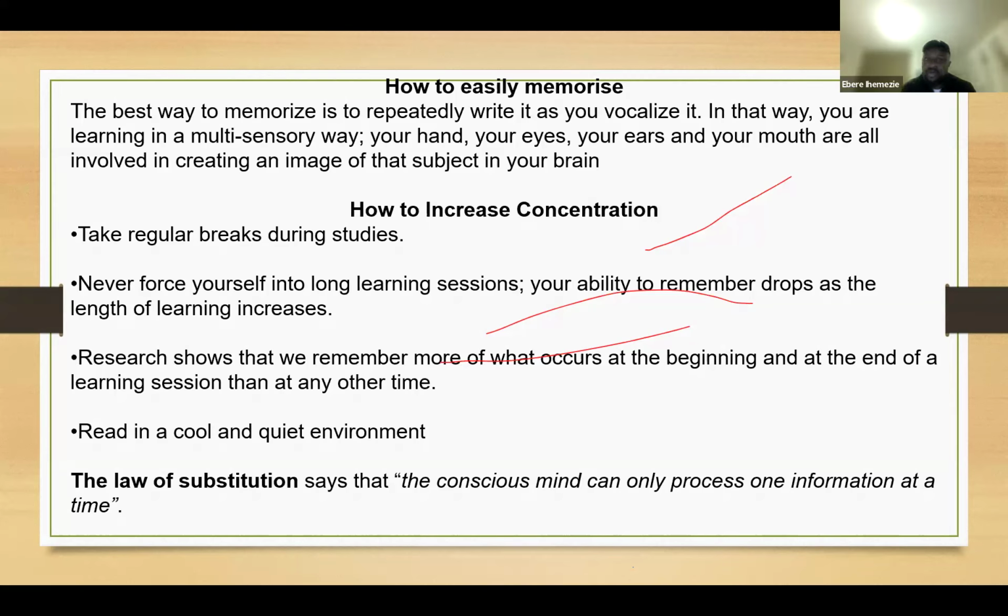You will never catch me sitting in one place for more than 2 hours. After about 1 hour 30 minutes, I stand up to go and do one of the things that will distract my attention, and then I come back. I don't force myself into long learning sessions, because studies have shown that the ability to remember things drops as learning goes on.